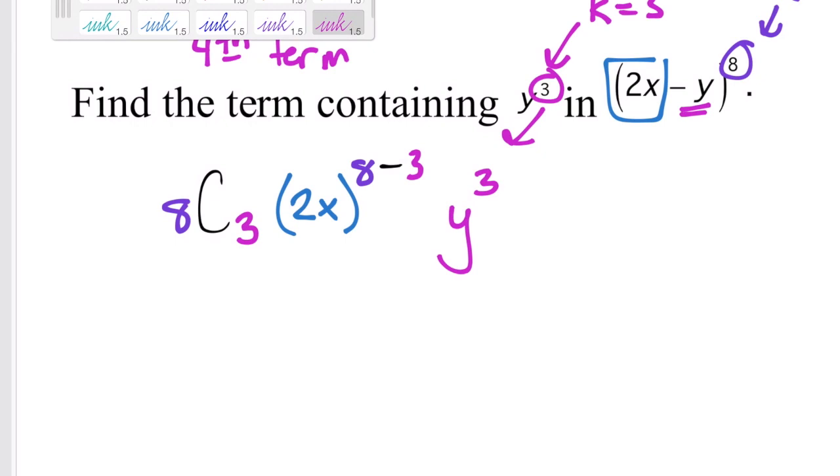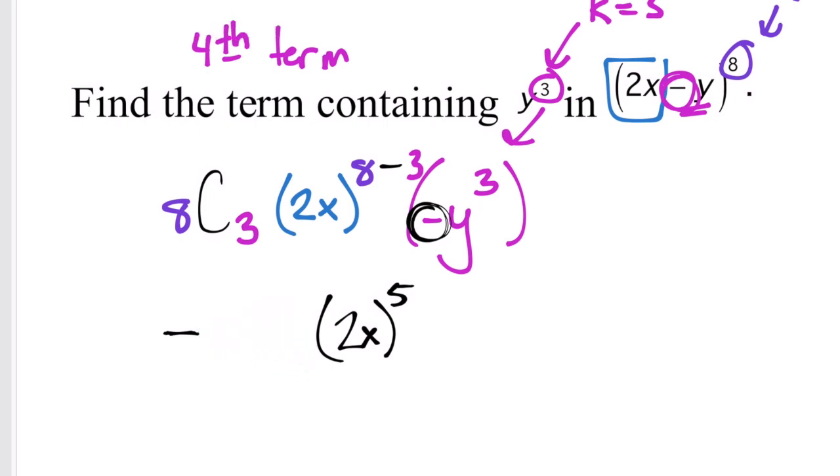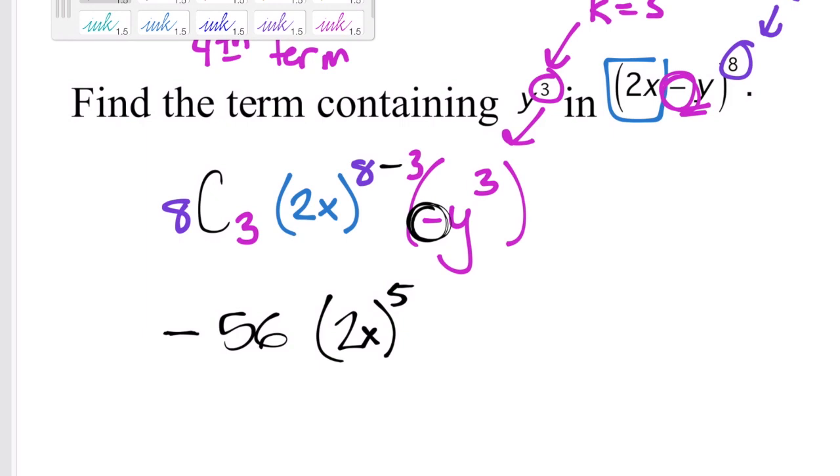And then going through this, my 8 combo 3 would end up giving me, oh, and we have to make sure that we pay attention to that's a negative y, almost forgot it. 8 combo 3 is going to give me 1,792. This will end up being 2x to the 5th power. And because I have a negative y cubed, that means I'm going to have a negative out in front here. Oops, nope, this is 56. I totally did the multiplying by 2. My bad. And then, so this ends up being y to the 3rd.